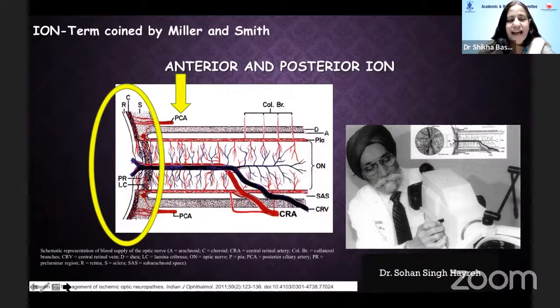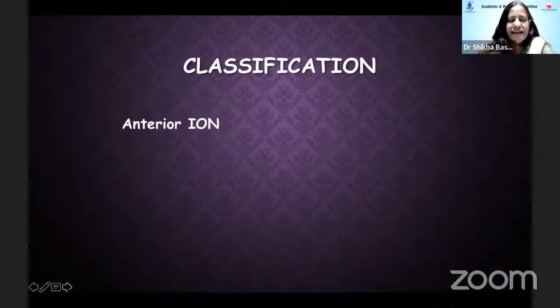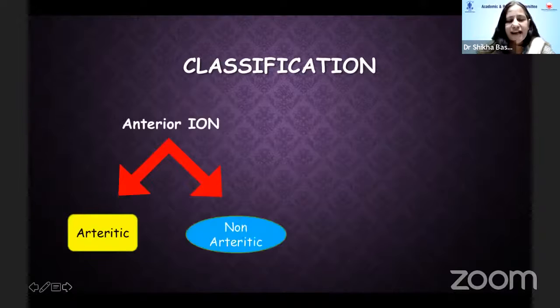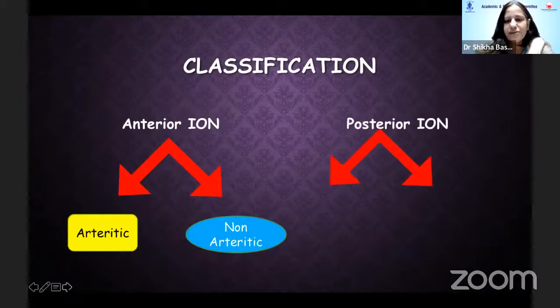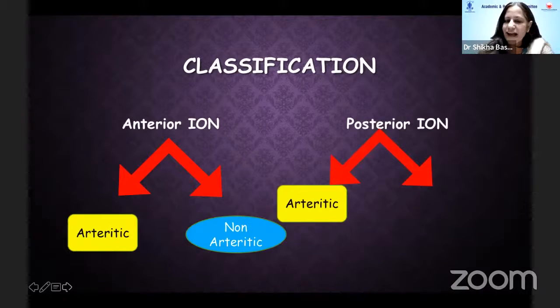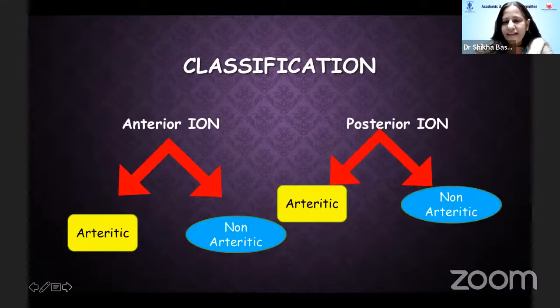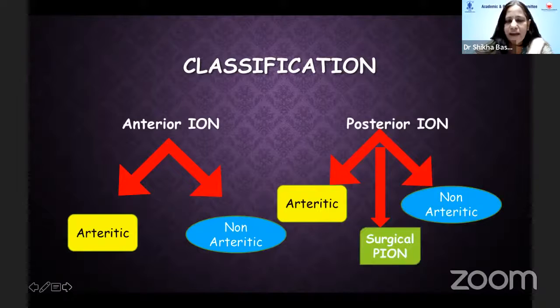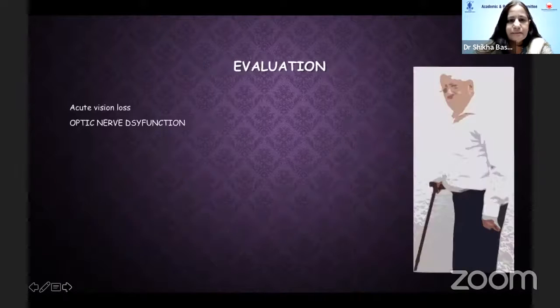The PCA supplies the anterior-most part of the optic nerve, and the rest of the optic nerve is supplied by various other branches. Anterior ischemic optic neuropathy is further classified into arteritic and non-arteritic. Posterior ischemic optic neuropathy is also classified into arteritic and non-arteritic. And then there is a variant called surgical PION, about which we'll discuss later.